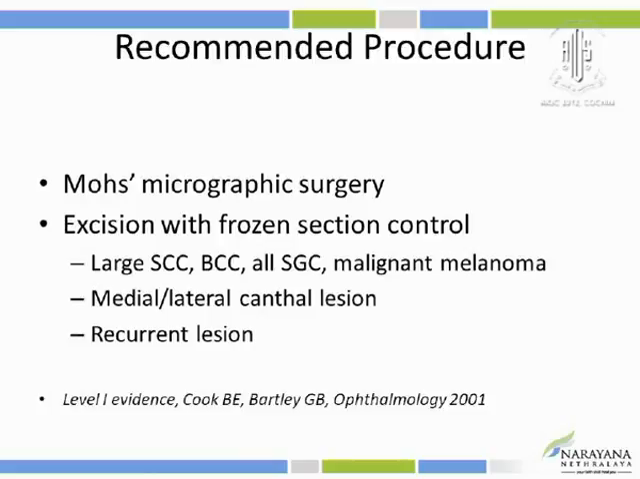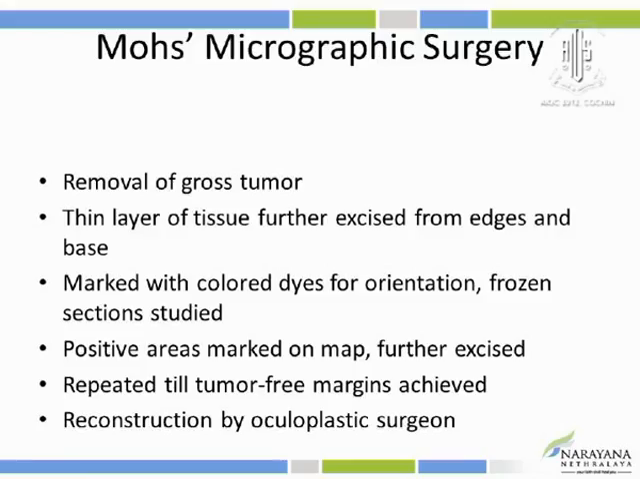The other main recommended procedures are Mohs micrographic surgery and excision with frozen section control. And this is level 1 evidence for squamous cell carcinoma, basal cell carcinoma, all sebaceous carcinoma, all malignant melanoma, and all medial and lateral canthal lesions. In Mohs micrographic surgery, the gross tumor is removed and thin layers of tissue are removed from the edges, marked, and a bit of tissue from each point is tested again. So the positive areas are marked, and that area is re-excised, and this keeps on repeating till tumor-free margins are achieved. So a Mohs surgeon is different from the final reconstructing oculoplastic surgeon.